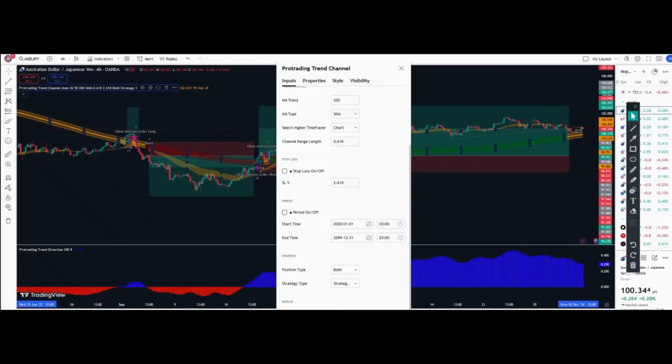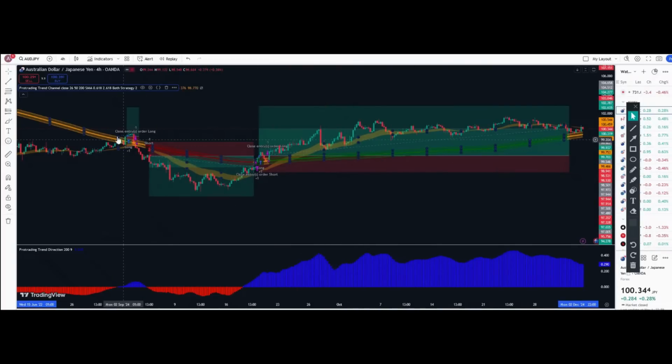Once you select those two, you click OK, and you will have the indicator exactly as I have on my chart.